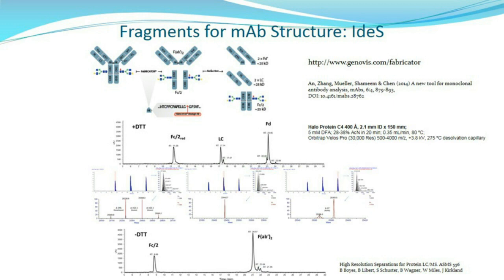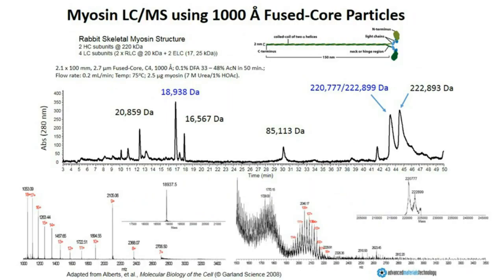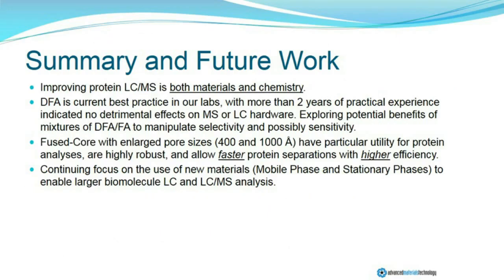So with that, because we're running short on time, I'll skip to the end and summarize. Improving protein LC-MS is, I hope I've convinced you, both a materials and a chemistry undertaking. We actually like the use of difluoroacetic acid as our current best practice in the lab, and we've used it for more than 2 years in the lab now with no detrimental effects. Beneficial effects in fact, relative to trifluoroacetic acid, in terms of the sensitivity for mass spectrometry and ease of eliminating the material from the hardware.